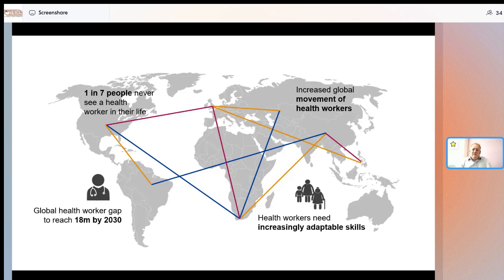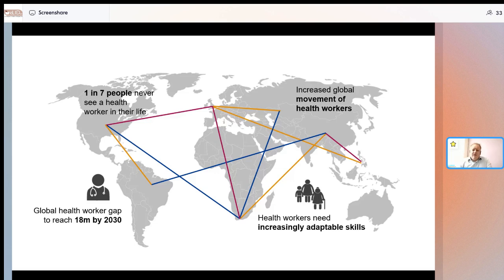And the reality is we've got these big gaps. So WHO is predicting that by 2030, there's going to be about an 18 million gap worldwide. I think that's probably a slightly conservative estimate. I think there's probably going to be a much bigger gap than that, given recent things that are happening. And given those challenges, we need health workers that are increasingly adaptable in their skills.